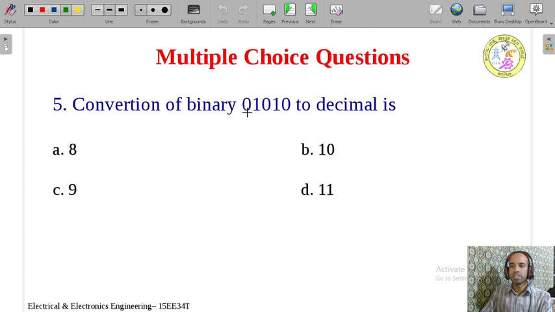Conversion of binary 01010 to decimal. Now they have asked for the decimal. We know what is the decimal equivalent of this one. It is 8. 8 plus 2 is 10. So only one option is there. 8, 10, 9, 11. Therefore the correct answer is option B. Option B is the correct answer. 10 is the equivalent decimal value of this binary.